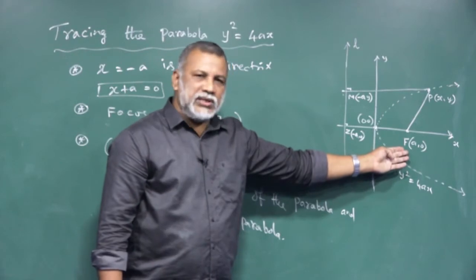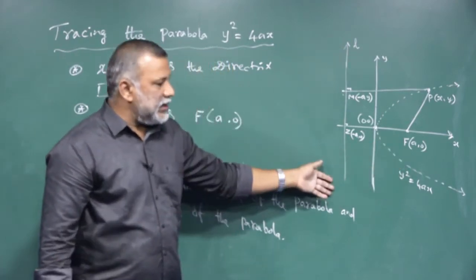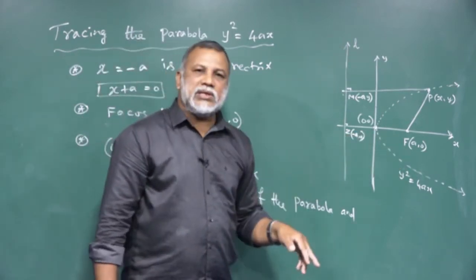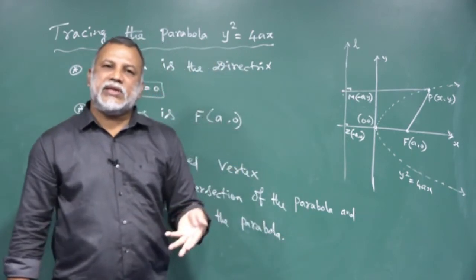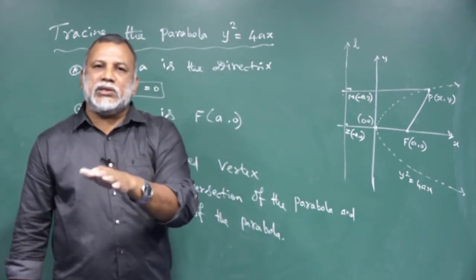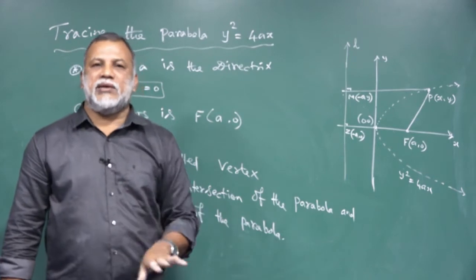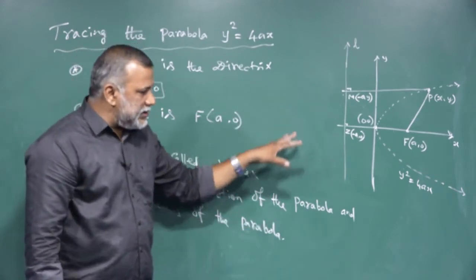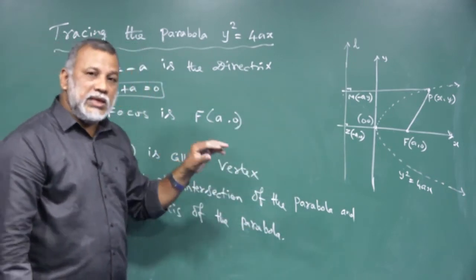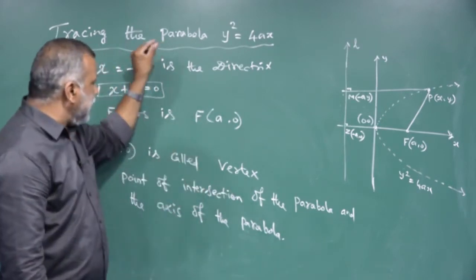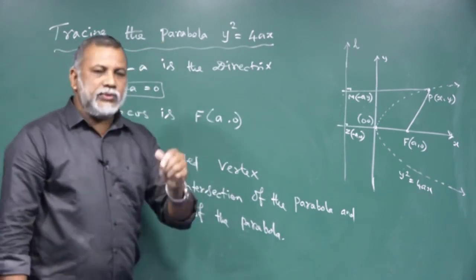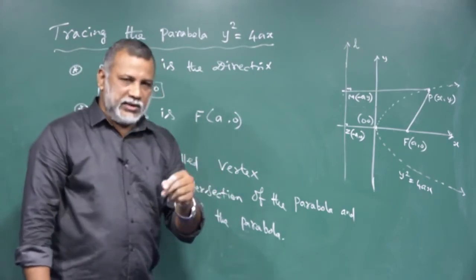Then this is the fixed point a, 0. This is the directrix. 0, 0 is called the vertex. The definition of vertex is the point of intersection of the parabola and the axis of the parabola. So far we discussed this concept. These are the tracing and analyzing of the parabola. We have some more definitions, which we can discuss later on.